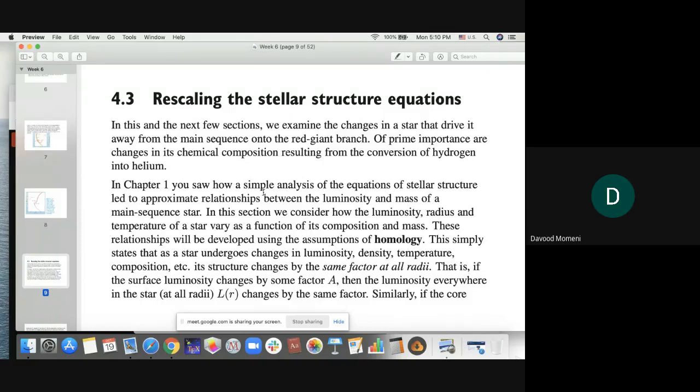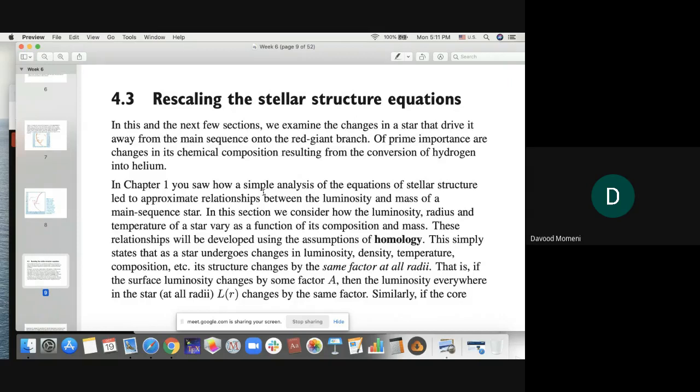This principle is, first of all, what is the question? The question is how we can use a simple analysis of the stellar evolution equations to find approximated equations for the luminosity and mass of the main sequence star. And we want to know how the luminosity, radius, and temperature of the star will change when the mass or the chemical composition is changing. These relations can be obtained using a principle called homology.